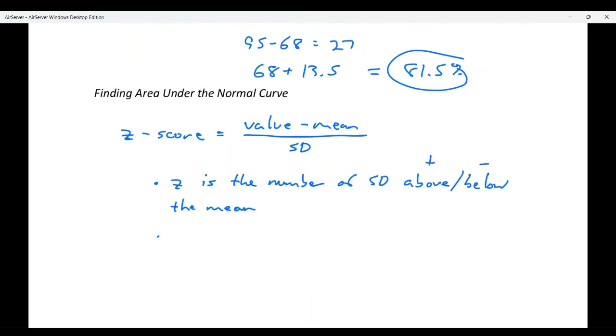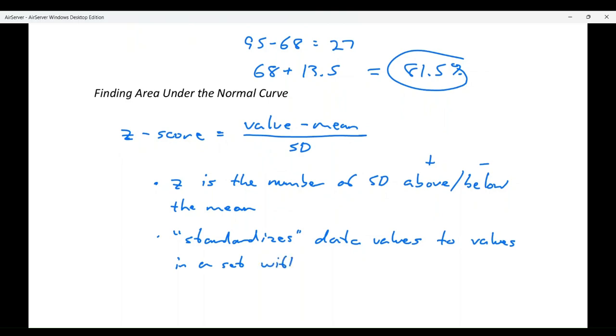And the other thing that I mentioned is that it standardizes data values to values in a set with mean equal to 0 and standard deviation equal to 1.